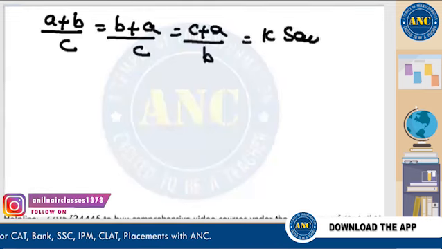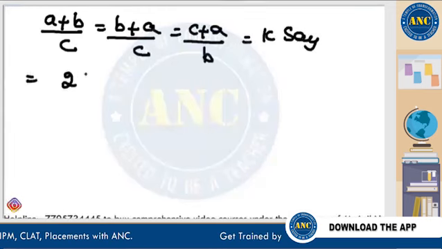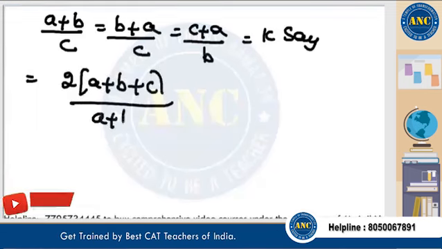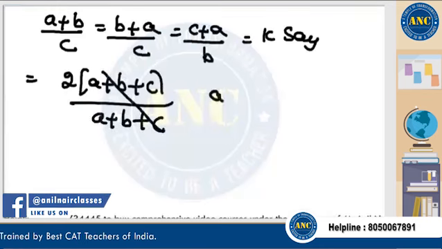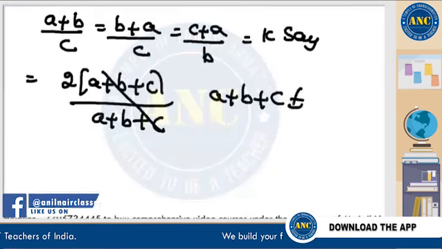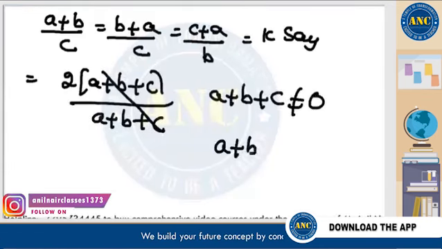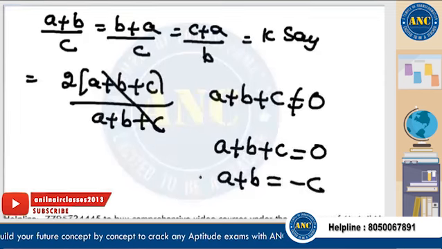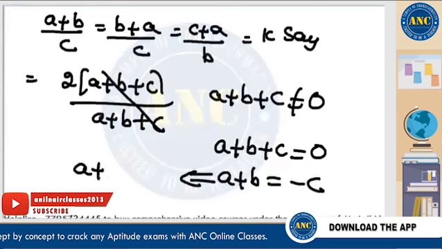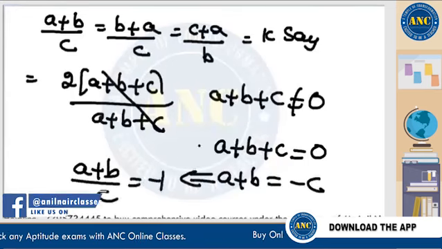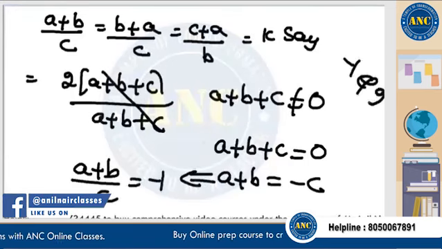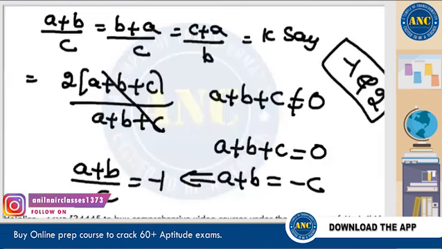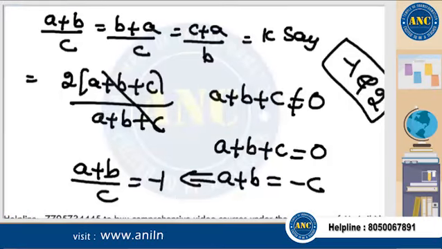Equivalent to k. So if I do this, it is the sum of the numerators, 2 into a plus b plus c, divided by a plus b plus c. I can cancel it out only when a plus b plus c is not equivalent to 0. If a plus b plus c equivalent to 0, a plus b is minus c, so a plus b by c is minus 1. Answer is minus 1 and 2. The sad part is, I did not see any comments where people are saying the answer is minus 1.